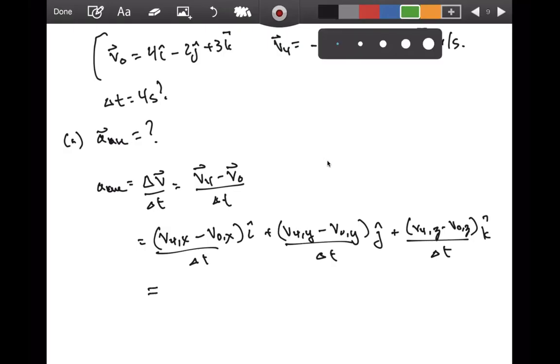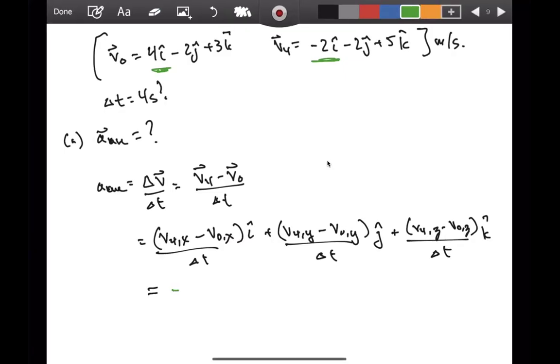So good. So from here, my final x portion is -2. My initial is 4. So let's plug that in. So I'm going to get a -2 minus 4 over 4 in the i hat direction. Plus, in this case, my final y is also -2, minus a -2, over 4 in the j hat direction. Plus, my final z is 5 minus 3 divided by 4 in the k hat direction.